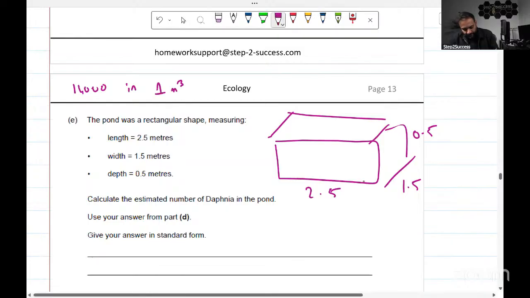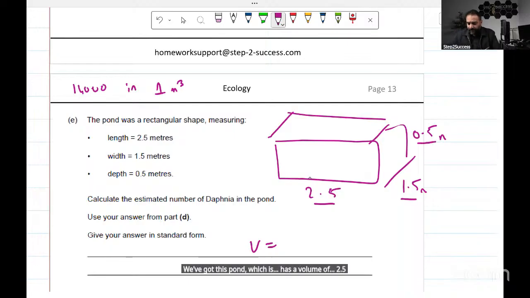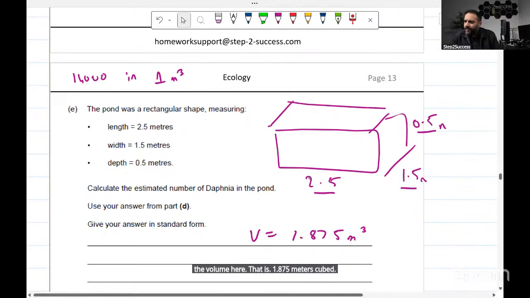We've got this pond, which has a volume of 2.5 times 1.5 times 0.5. That's how you work out the volume here. That is 1.875 meters cubed. Make sure I'm doing this right.